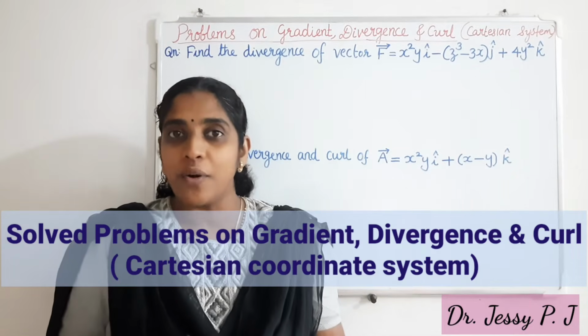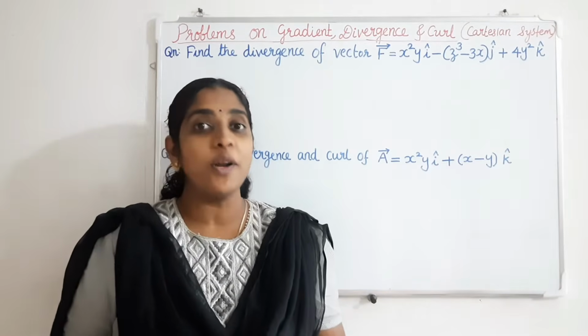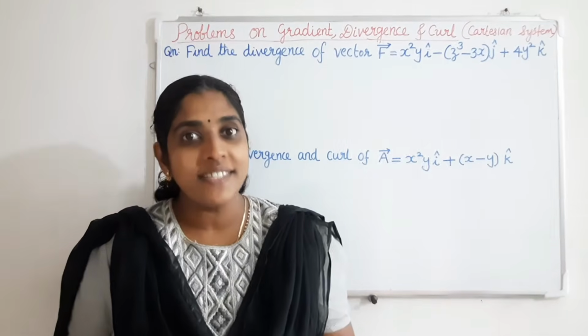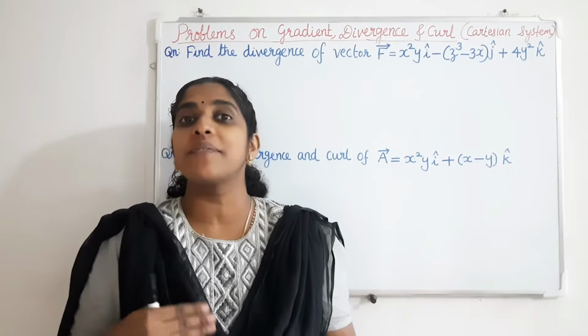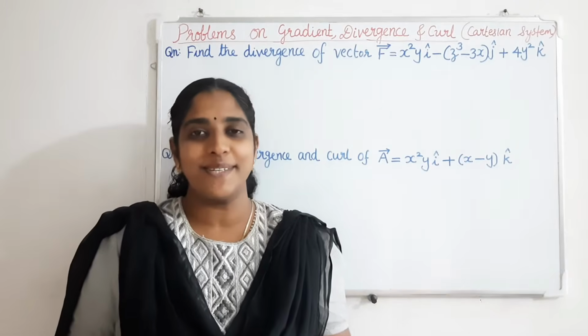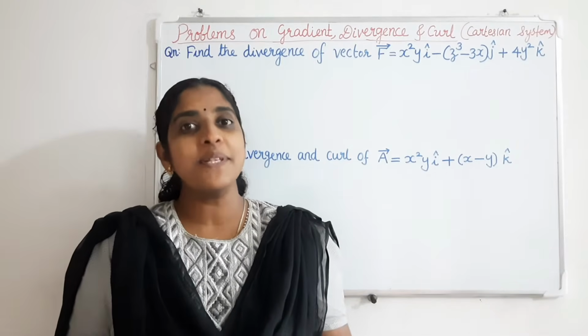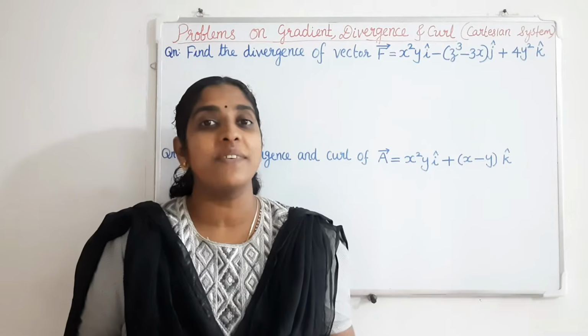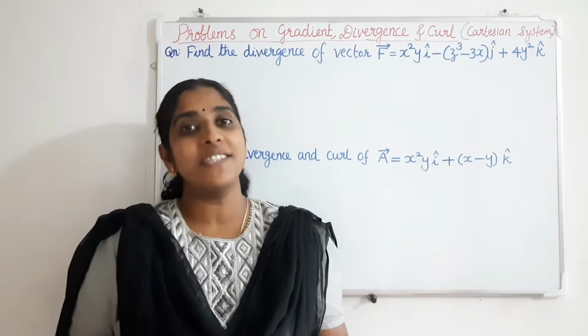When this del operator operates on a vector function via dot product, the resultant is divergence. When this del operator operates on a vector function via cross product, the resultant is known as the curl. So we can do some problems based on gradient, divergence and curl using Cartesian coordinates.